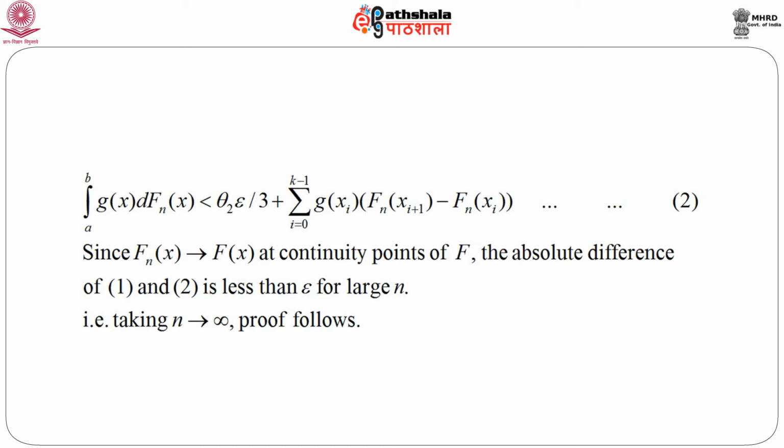So, whatever be the expression, the entire quantity, the absolute difference of this 1 and 2, is less than epsilon when n goes to infinity or n is large. So, just take n going to infinity, and the proof follows. This is just an outline of a proof. Just write it down: introduce g x I, then subtract g x I, and you will get the detailed proof.